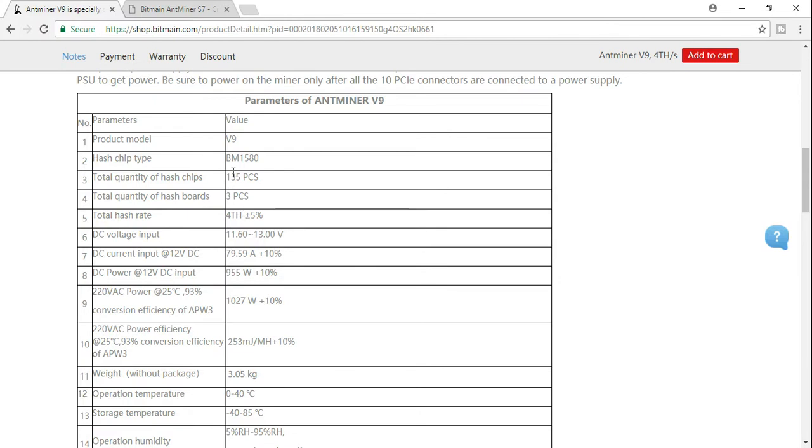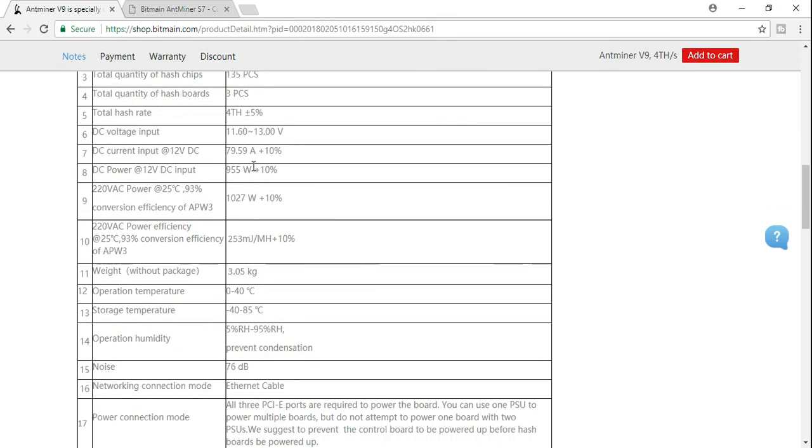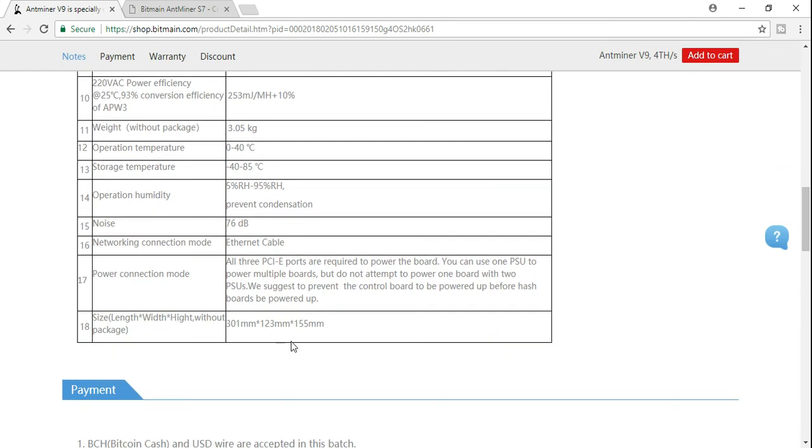So now the chips. They're saying two different things, right? The hash chip type is saying it's different. The total quantity of hash chips is saying it's different. But one thing that's bothering me is if we go to the dimensions of this casing. So this casing is unique compared to the other casings, and I'll show you again in a second.